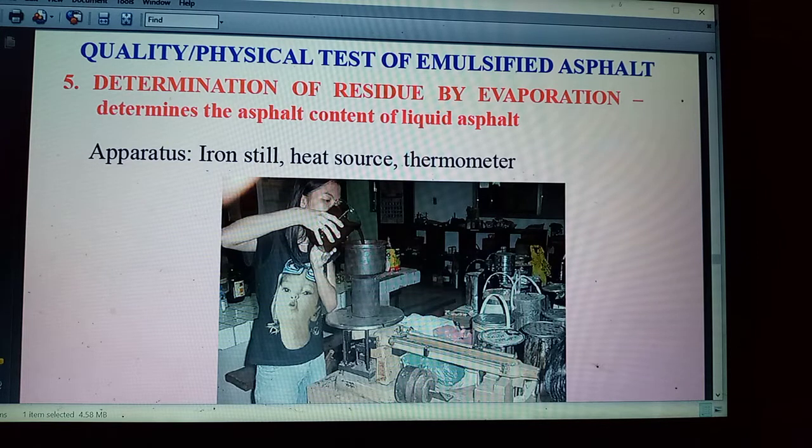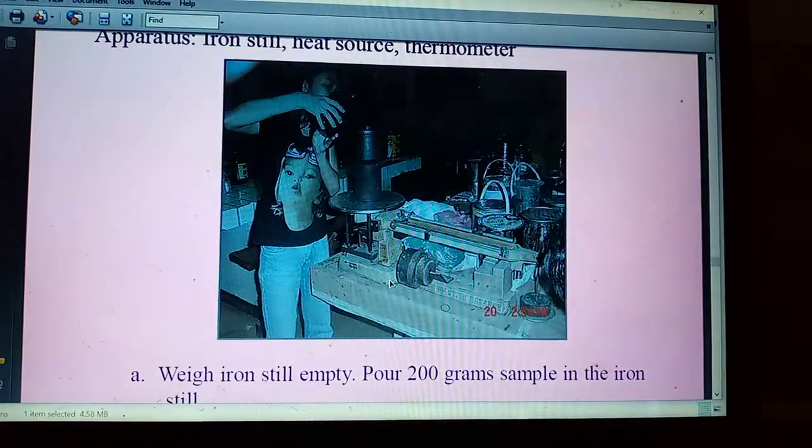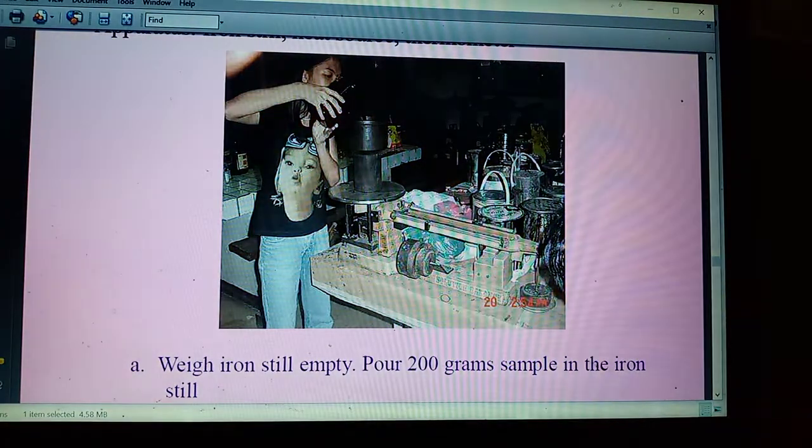So, we have determination of residue by evaporation. Okay? So, determines the asphalt content of liquid asphalt. So, same lang din, no? Inulit lang. So, meron yata din tong edition kay cutback asphalt. Okay? So, meron tayong mga aparatos. Medyo iba lang. Merong iron steel, heat source, and thermometer. Yan. Yan yung iron steel. Oh, yan yung iron steel ha.